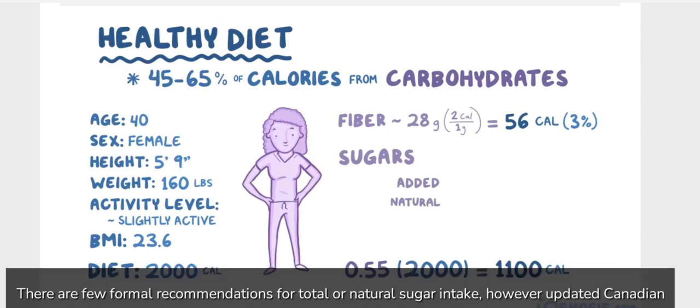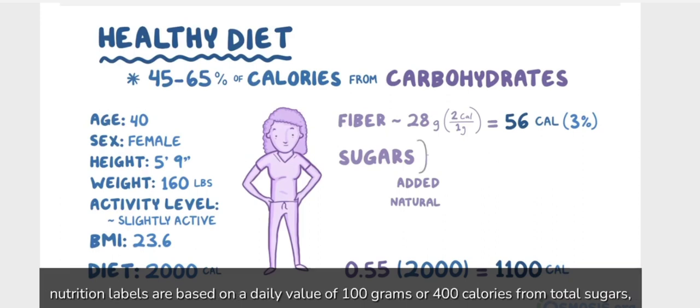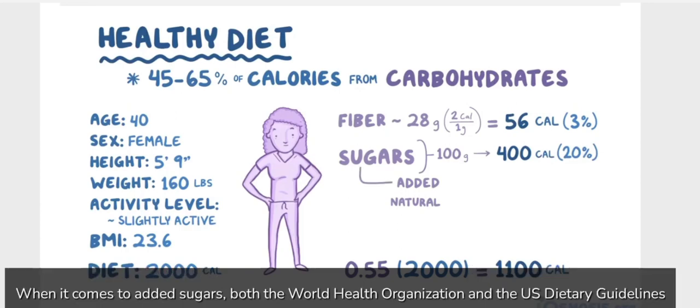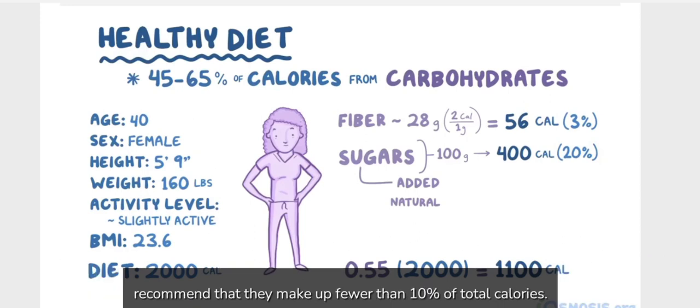There are few formal recommendations for total or natural sugar intake. However, updated Canadian nutrition labels are based on a daily value of 100 grams or 400 calories from total sugars, which is 20% of a 2,000 calorie diet. When it comes to added sugars, both the World Health Organization and the US Dietary Guidelines recommend that they make up fewer than 10% of total calories.